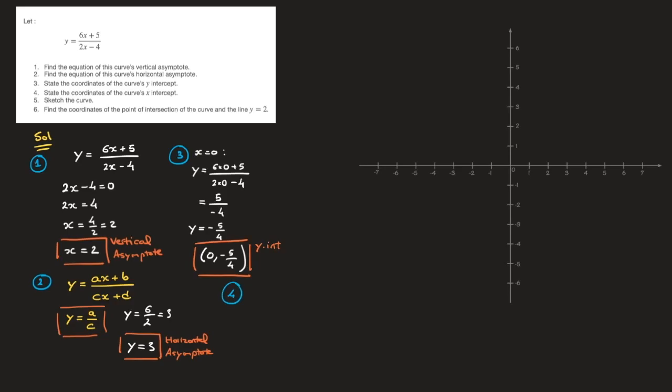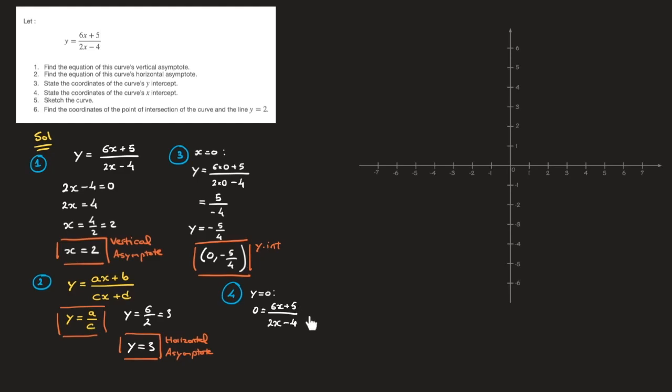And in question 4, we need to state the coordinates of the curve's x-intercept. And when it says x-intercept, it's referring to any point at which the curve crosses the x-axis. And here it's important to remember that any point on the x-axis has a y-coordinate of 0. So to find any x-intercept, we need to copy the function's equation again, but this time we replace y by 0. So I'll just go ahead and write y equals 0. Therefore, the function's equation becomes 0 equals 6x plus 5 over 2x minus 4.